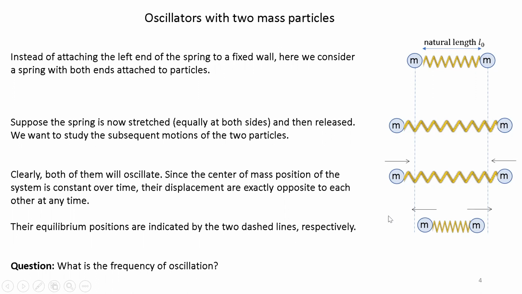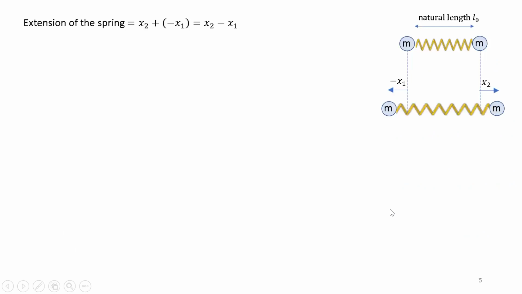So then how do we do it? Of course, equation of motion, right? So we need to write down the equation of motion. The two coordinates that I'm going to use are x1 and x2. So be very careful here about the sign. I am considering everything to the right to be positive.